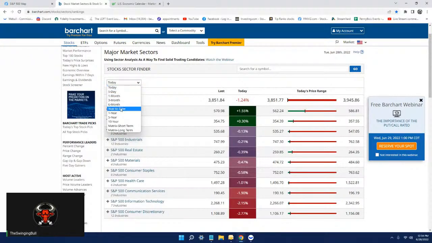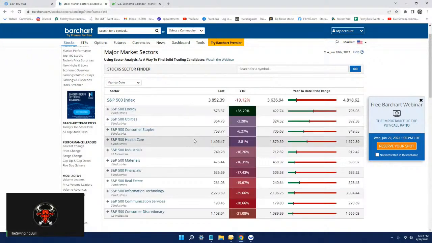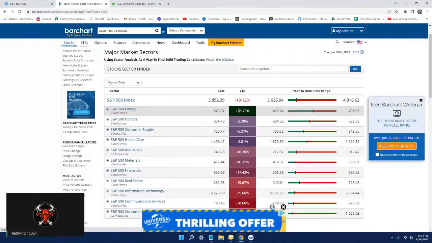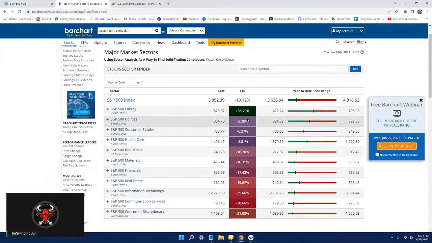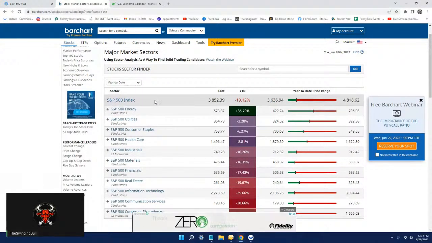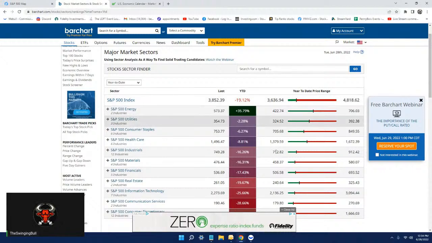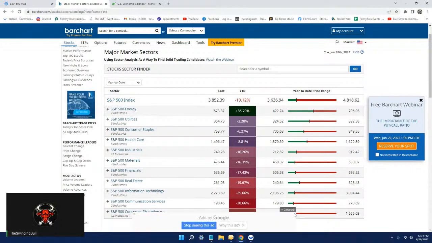We can even go to year to date here, and energy's up over 35% for the year as a sector in general. And then all the other sectors are in the negative for this year, as is the S&P 500 in general, down almost 20% for the year. So definitely in a bearish market this year so far. But I just wanted to give you guys these tools here.